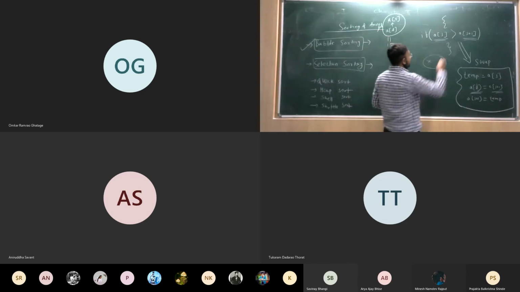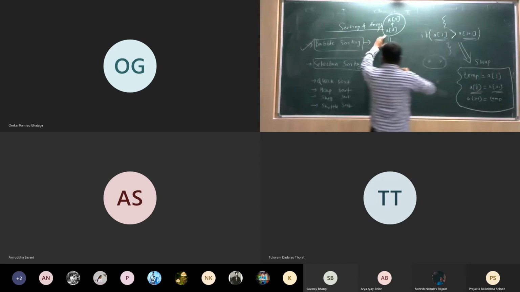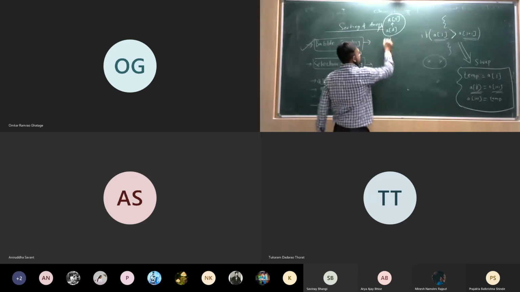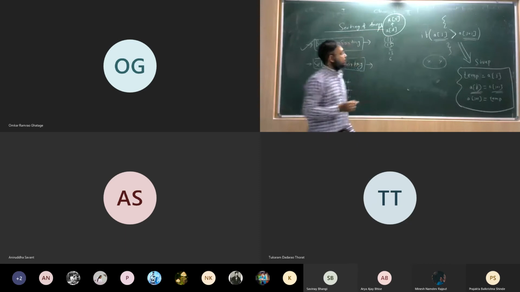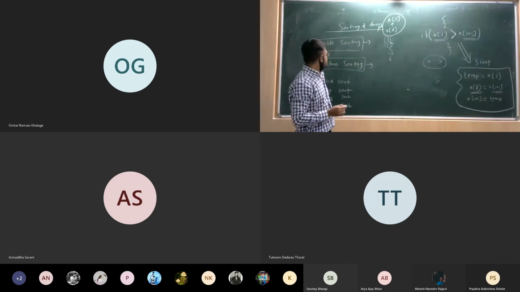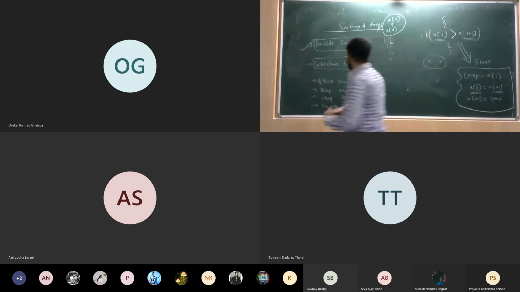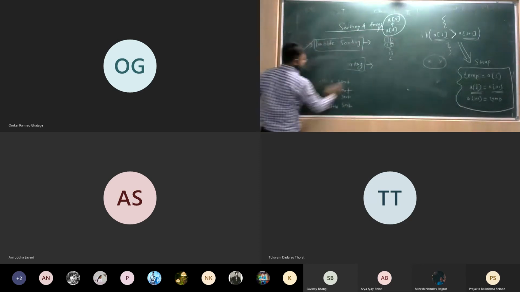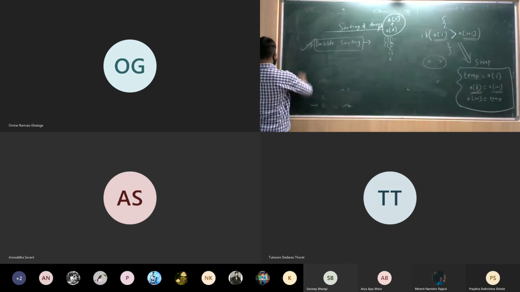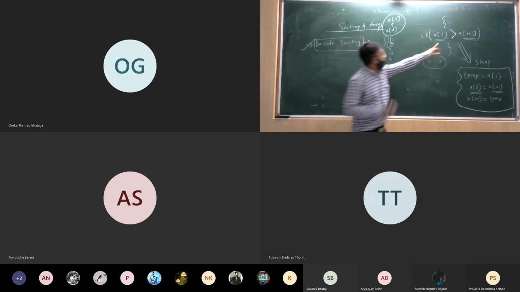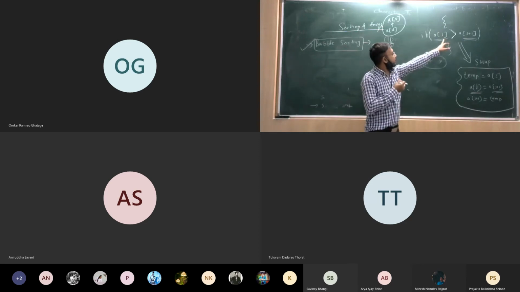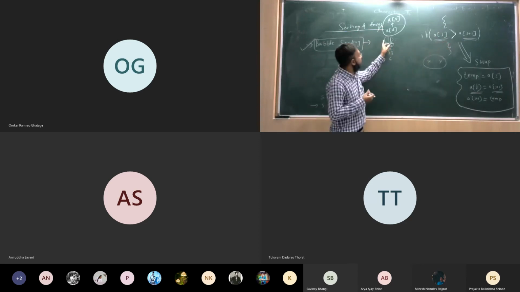In bubble sorting, we are comparing two values. Suppose this is the first value and this is the second value. So we have to compare this way. If the AJ value is greater, the number is swapped.